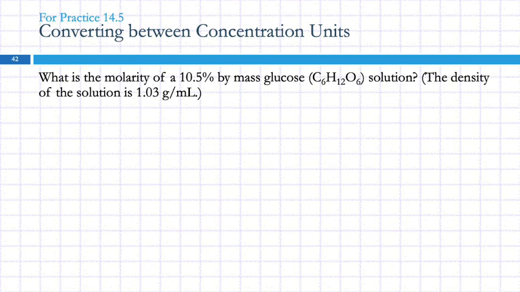Okay, let's practice converting between concentration units. One of your titration experiments where you calculated the mass percent of vinegar, in the post-lab questions it made you convert that into different units. And so that's kind of what we're doing here. What is the molarity of a 10.5% by mass glucose solution? The density of the solution is 1.03 grams per milliliter.